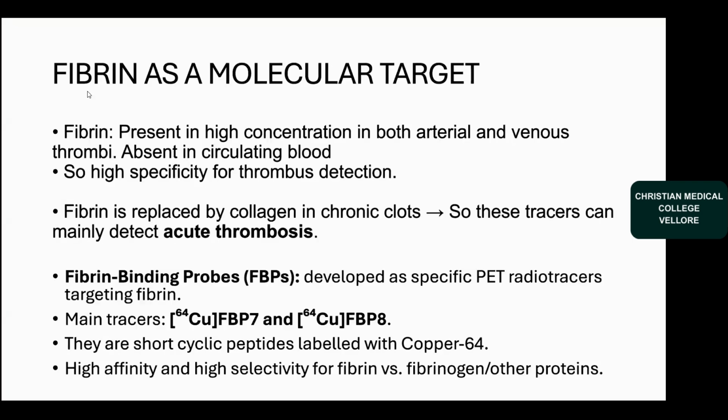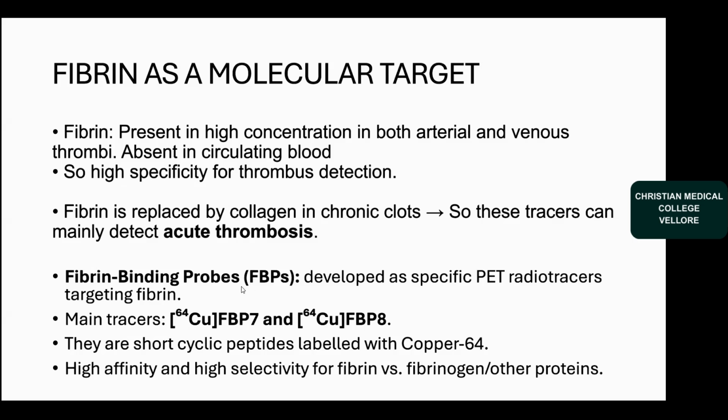So first we look at fibrin. Fibrin as a molecular target. Fibrin is present in high concentration in both arterial and venous thrombi, but it is absent in circulating blood. So the background noise will not be there. So it has a high specificity for thrombus detection. In acute thrombosis it is very helpful, but in chronic clot, the fibrin is actually replaced by collagen. So it cannot detect the chronic thrombus.